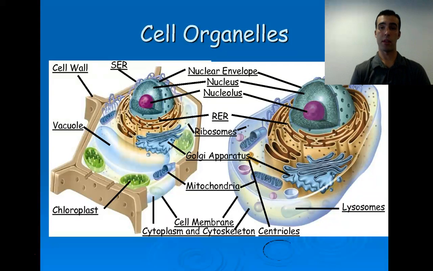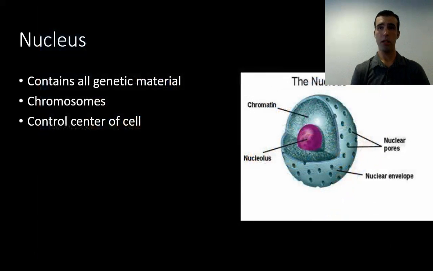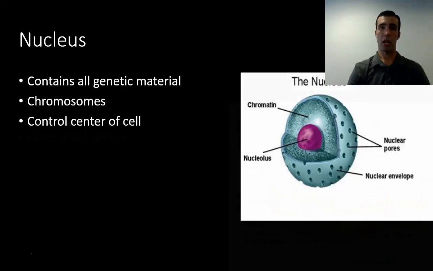Next, we're going to discuss some of the more important organelles found in cells that we're going to be discussing more tomorrow in class. The first structure we're going to discuss is the nucleus. This is probably the most important organelle within an organism's cell. It contains all genetic material and DNA, which is more typically known as chromosomes. It is the control center of the cell. It controls the life cycle and what happens in the cell moving forward.